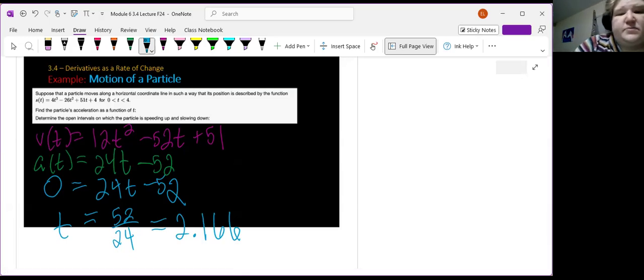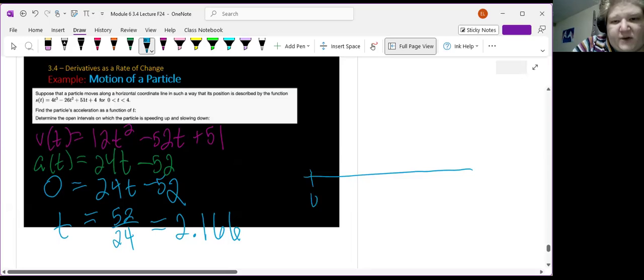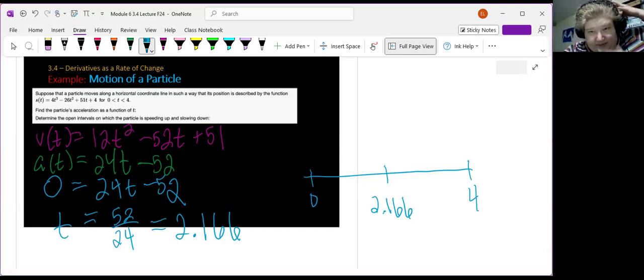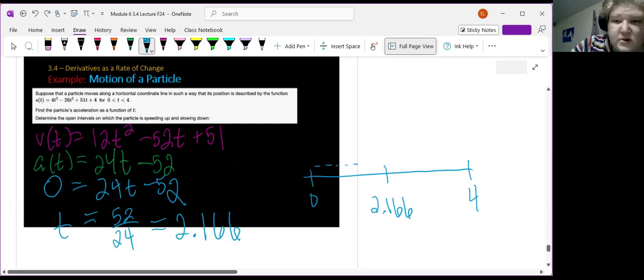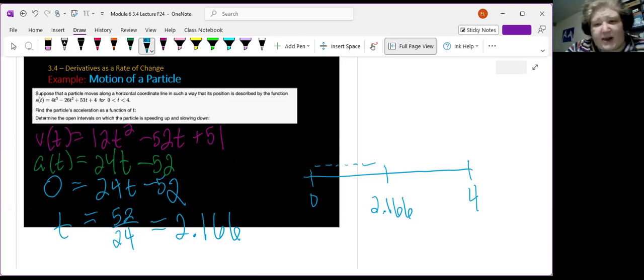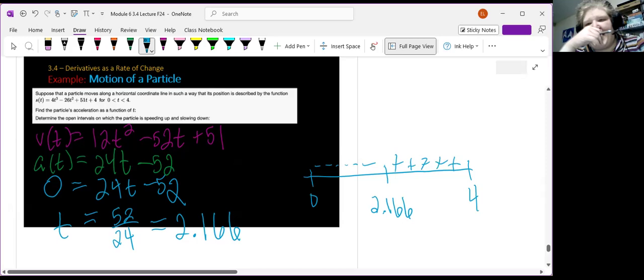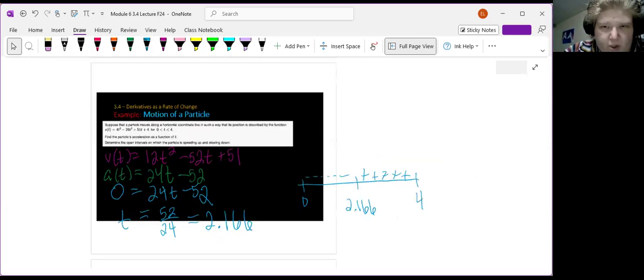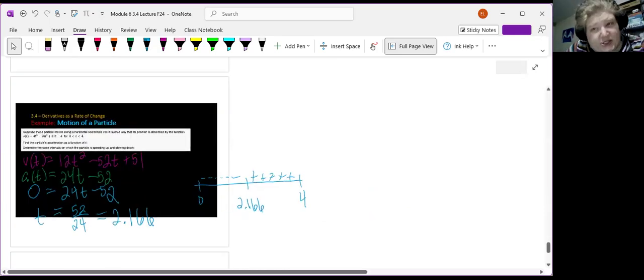Okay, so our acceleration, if I go ahead and sketch that one, we have our start at 0, our end at 4, and then at 2.166, that's where acceleration changes from positive to negative or negative to positive. Since this is a positive slope, it's going to start negative and then go positive. But we could pick test values. Like t equals 1, 24 times 1, 24, minus 52 is going to be negative. And over here, if we plug in 3, 24 times 3 is 72, minus 52 is positive. And it can be very tempting to say, okay, negative slowing down, positive speeding up. No. Whether we are slowing down or speeding up depends on the velocity interacting with the acceleration.